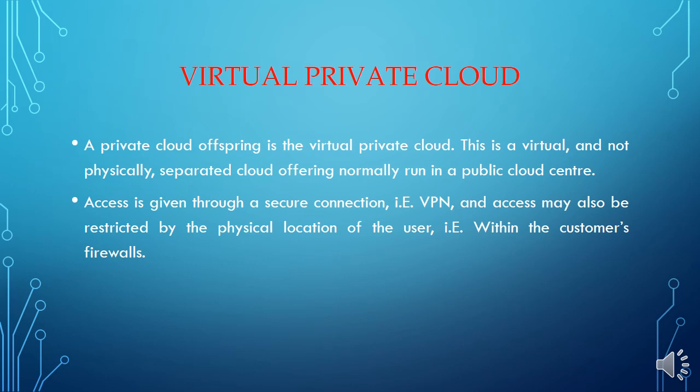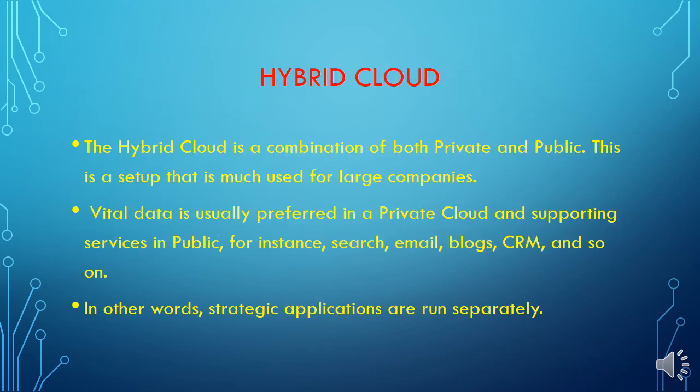Virtual private cloud. A private cloud offspring is a virtual private cloud. So it is one type of private cloud, but it is virtual and not physical. That separated cloud offering normally runs in a public cloud center. So how will the access be given? Access is given through a secure connection, that is a virtual private network, and access may also be restricted by the physical location of the user, that is, within the customer's firewalls.